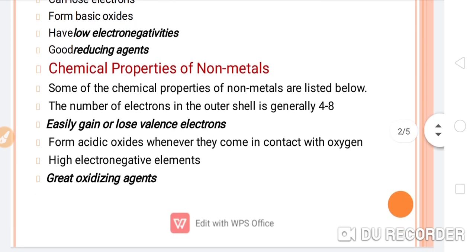Now, they are highly electronegative elements, means they have the tendency to gain electrons, and pull electrons due to their small size. Next, they are great oxidizing agents, means they have the tendency to gain electrons from other elements during bond formation, so they oxidize the other one. So these are great oxidizing agents.